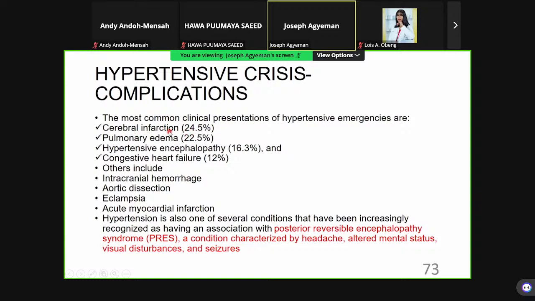Cerebral infarction, that is ischemic stroke, occurs in as high as 24.5%, congestive heart failure 12%, hypertensive encephalopathy 16.3%. All of these can happen, even up to this phenomenon called posterior reversible encephalopathy. When this happens, the patient has headache, altered mental status, visual disturbance, and even seizures. Hypertensive crisis can bring all of these.